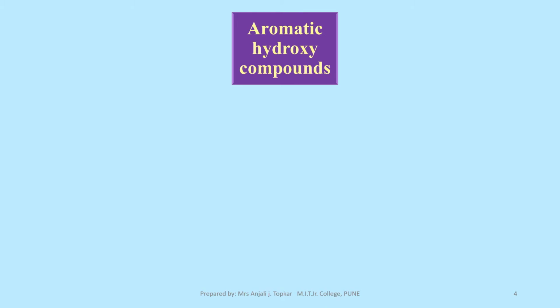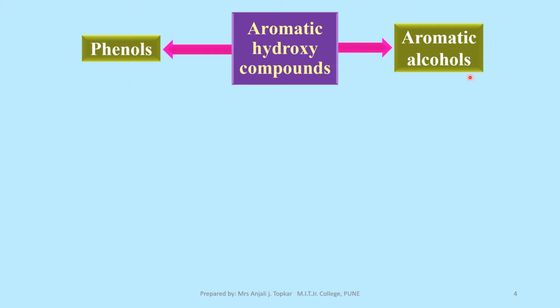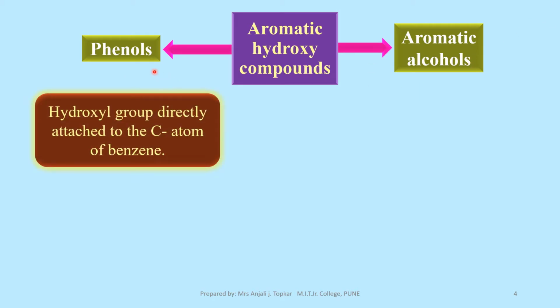Let's talk about aromatic hydroxy compounds. They can be seen as phenols and aromatic alcohols. What are phenols? A hydroxyl group directly attached to the carbon atom of a benzene ring is said to be phenol. Example, as it can be seen here, this is a benzene ring. The OH group is attached directly to the benzene ring. This is phenol.